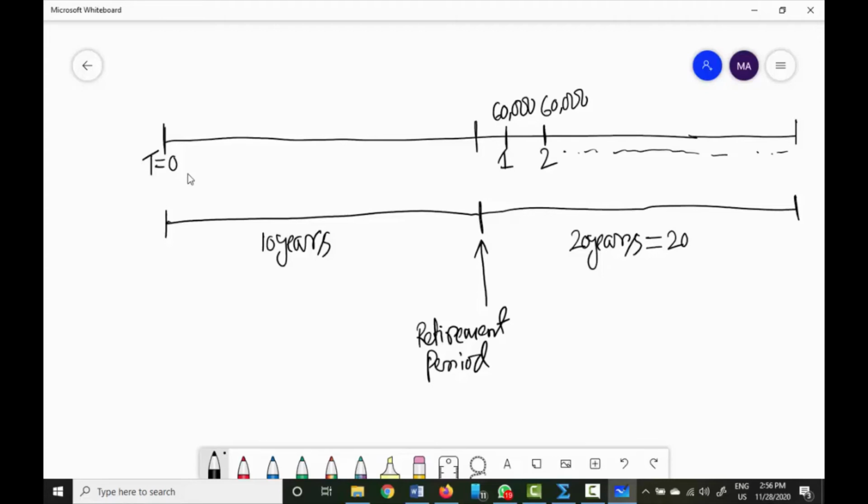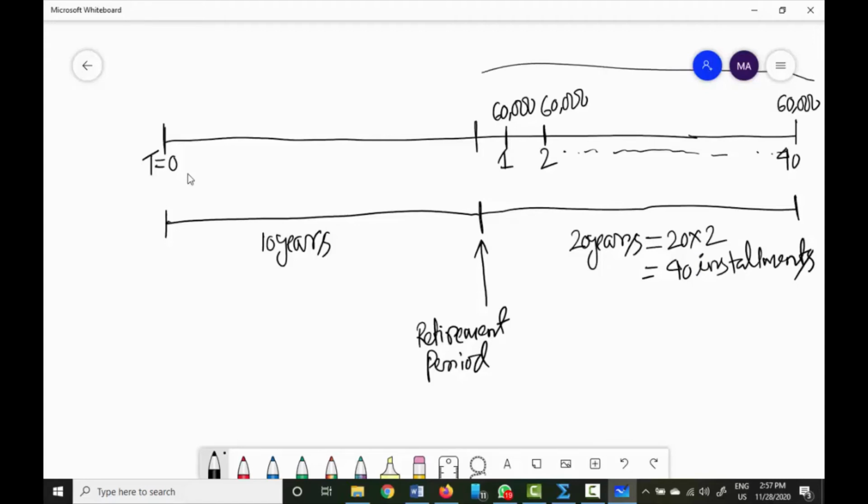So in 20 years you will receive a total of 40 installments, or payments, of 60,000 taka each. The last payment will be here, 60,000 taka, right? So these are the cash flows you want to receive from the pension fund.